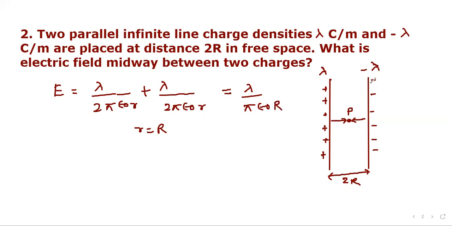Now, as I told you that this charge will change its sign, we can understand it by the direction of electric field. This is positively charged wire, so its direction will be towards right. This is negatively charged wire, so its direction will also be towards right. That is why total electric field will be lambda upon 2 pi epsilon naught r plus lambda upon 2 pi epsilon naught r. That gives lambda upon pi epsilon naught r. Now let's see next question.